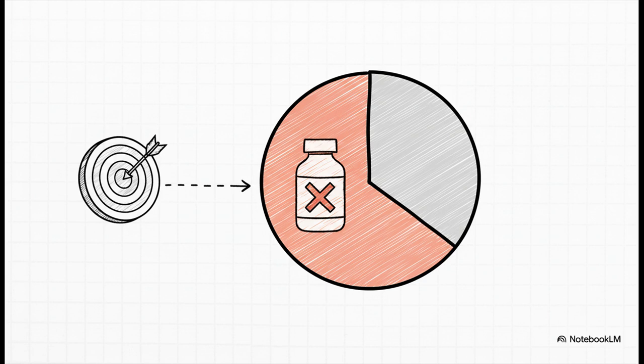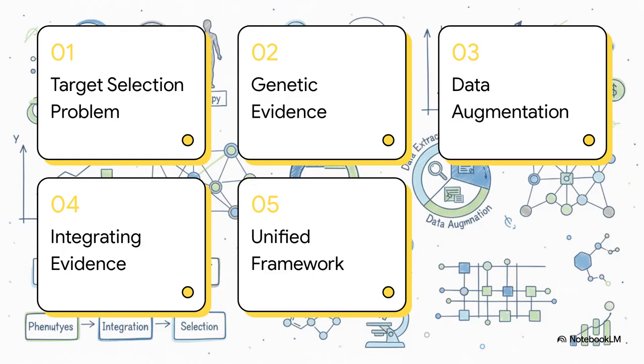was designed to modulate. To understand how these challenges are being addressed, we'll structure this analysis into 5 sections. First, we'll define the target selection problem in more detail. Second, we'll review the use of human genetics as a source of evidence. Third, we'll discuss how computational methods augment this data. Fourth, we'll examine frameworks for integrating multiple lines of evidence. And finally, we'll outline a proposed unified probabilistic framework for target selection.